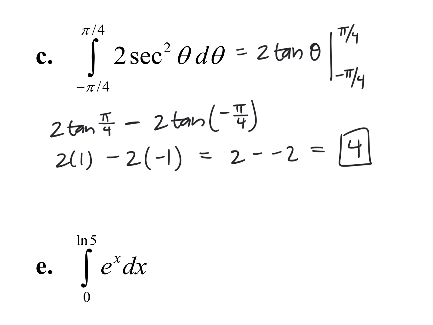All right, looking at letter E. Letter E, we are going from 0 to natural log of 5 of e to the x dx. So the integral of e to the x is e to the x. And we're evaluating it at natural log of 5 and at 0.